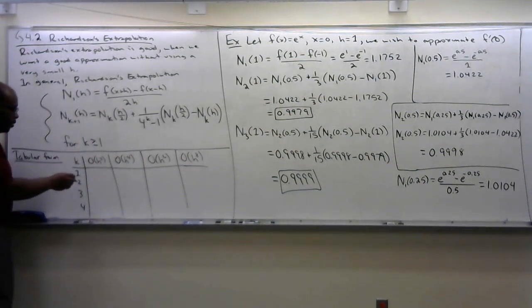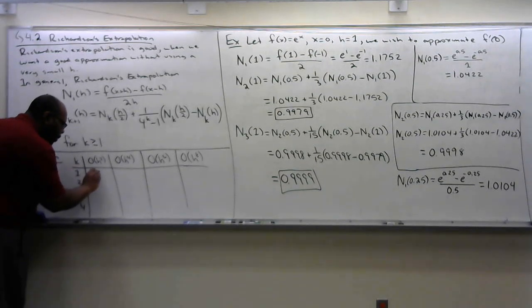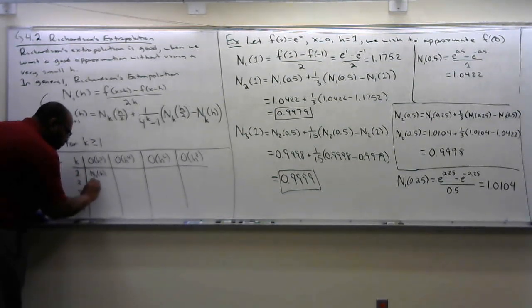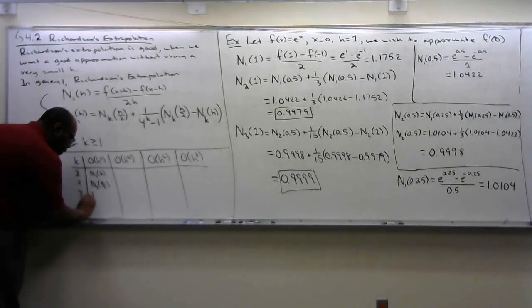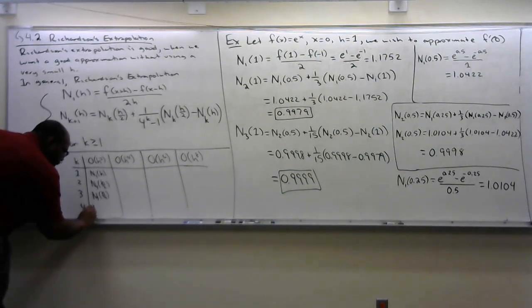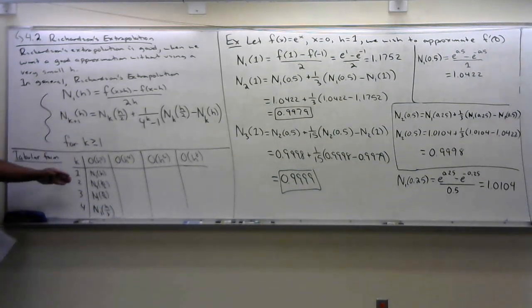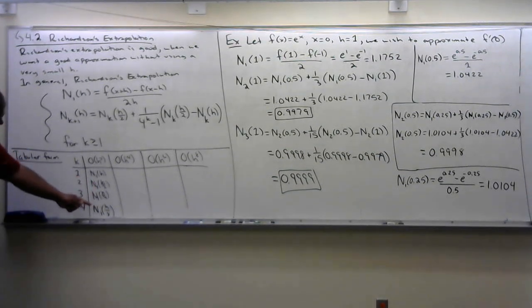So just going down, what are going to be the extrapolations that are big O of h squared? That's going to be N sub 1 of h, N sub 1 of h divided by 2, N sub 1 of h divided by 4, and then N sub 1 of h divided by 8. Of course, I can let k keep continuing, right? So k can be 5, 6, 7. So this is going to be h divided by 2, h divided by 4, h divided by 8, h divided by 16, h divided by 32. You're dividing h by 2 in every step.